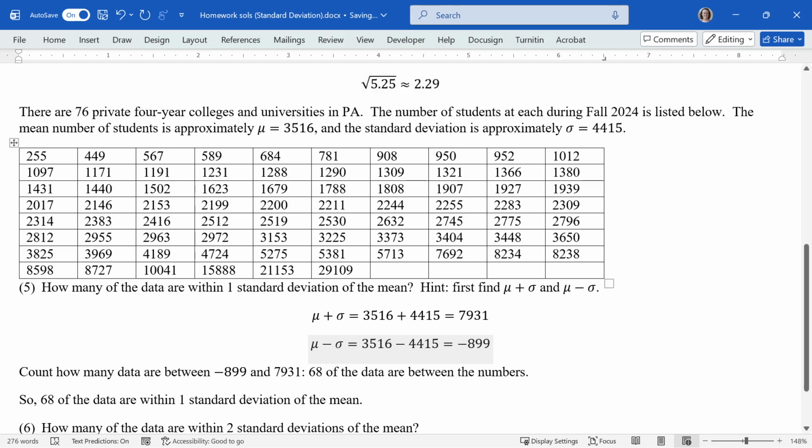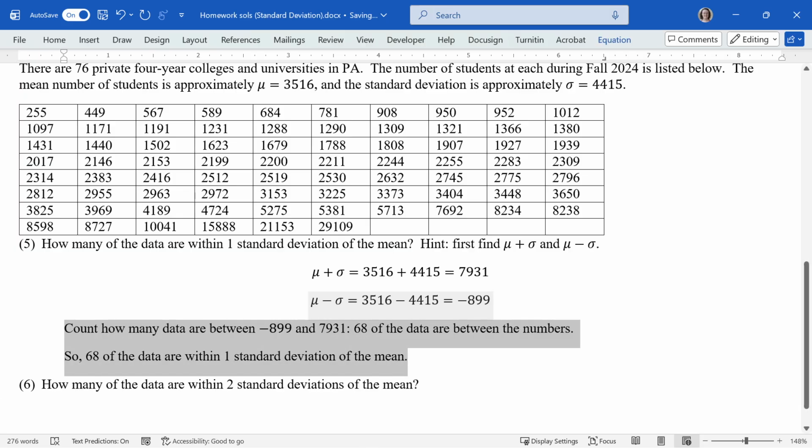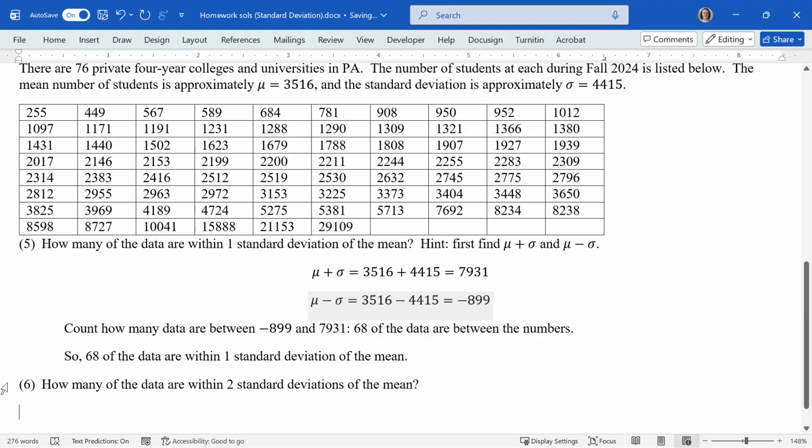Okay, let's go ahead and look at number 6 then. How many of the data are within two standard deviations of the mean? So we're going to do this exactly the same way, except instead of going to the mean and going up by one standard deviation, I'm going to go to the mean and go up by 2 standard deviations. And then I'm going to go to the mean and go down by 2 standard deviations. But other than that, this is exactly the same thing. And I'm just counting how many data are between those.